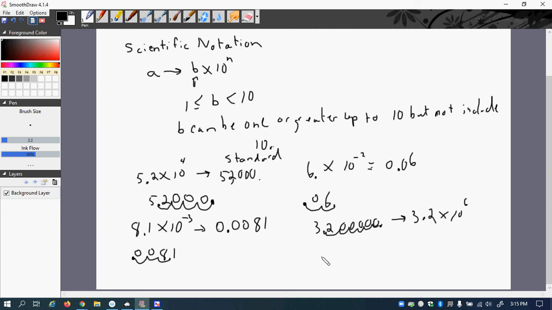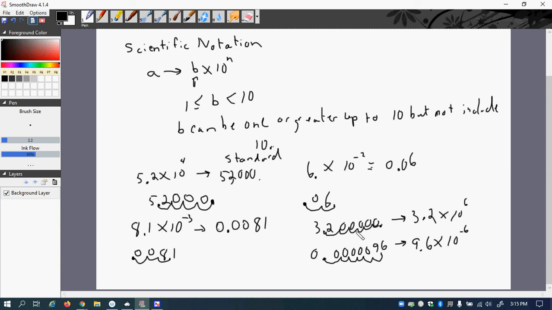So this is a big number, so that means the exponent has to be positive. How about if we go with a very small number? Let's go with 0.000096. So now I'm going to the right to put it in scientific. So I count 1, 2, 3, 4, 5, 6. So that means it's 9.6 times 10 to the negative 6. And so this is how you convert back and forth. And so that's some of the examples that you do in the homework.